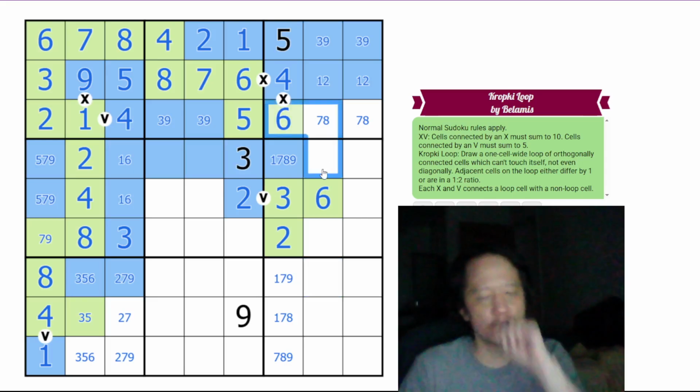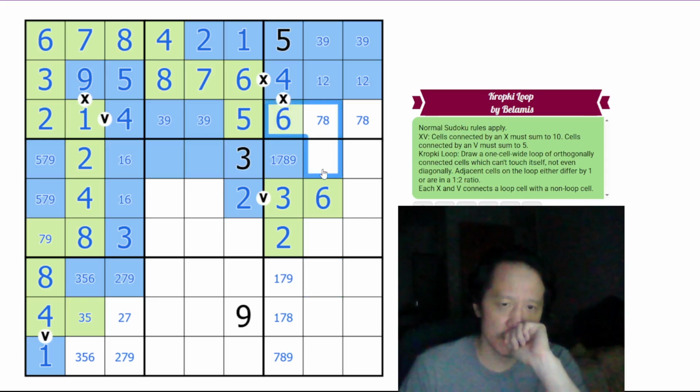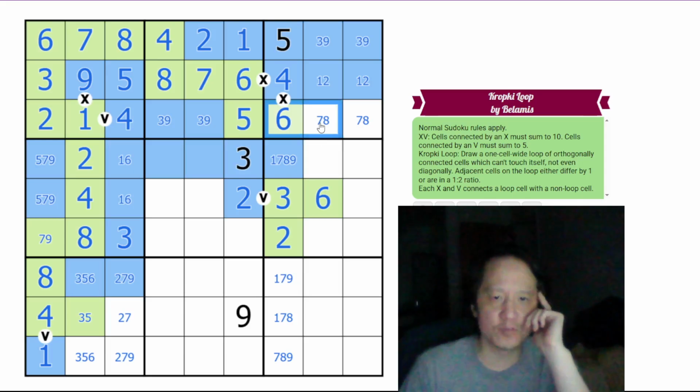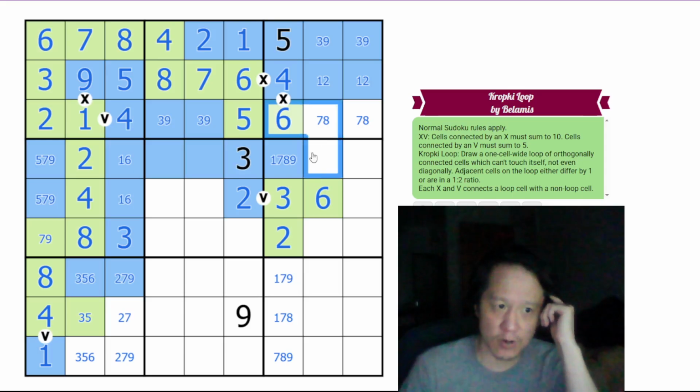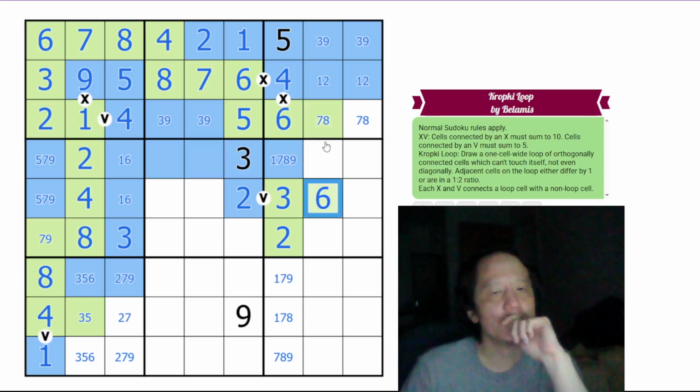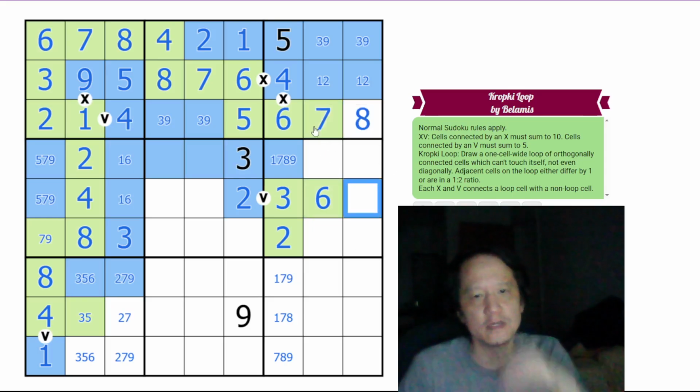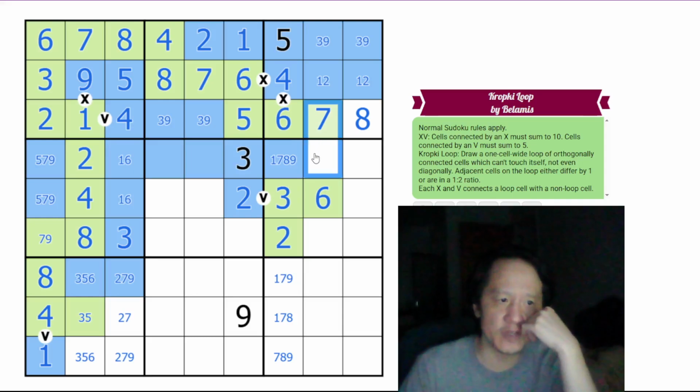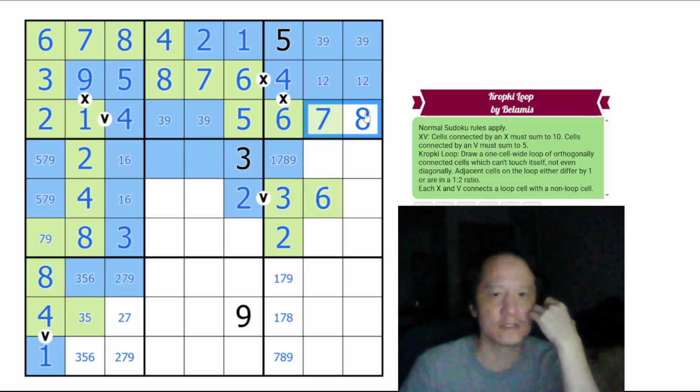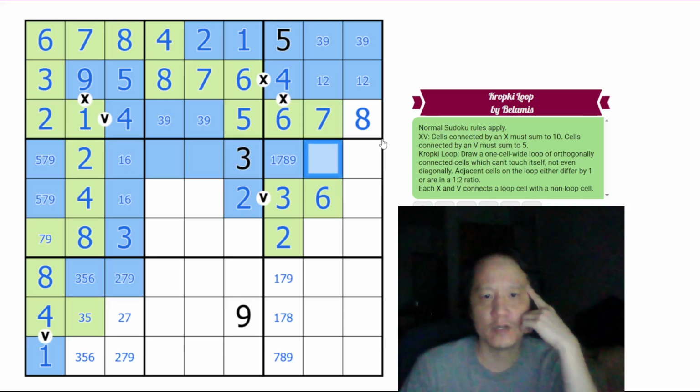This cannot go here then here, because if this were going this way and then here, this would be 6, 7. Okay, so this is always on the loop. So this is 7. That makes this 8. If it goes this way, 7 would be consecutive with 6 or 8, but then 8 would not be in a 1 to 2 ratio, or consecutive with 6. So this cannot be on the loop. It must go this way, and then here, and then connects here.